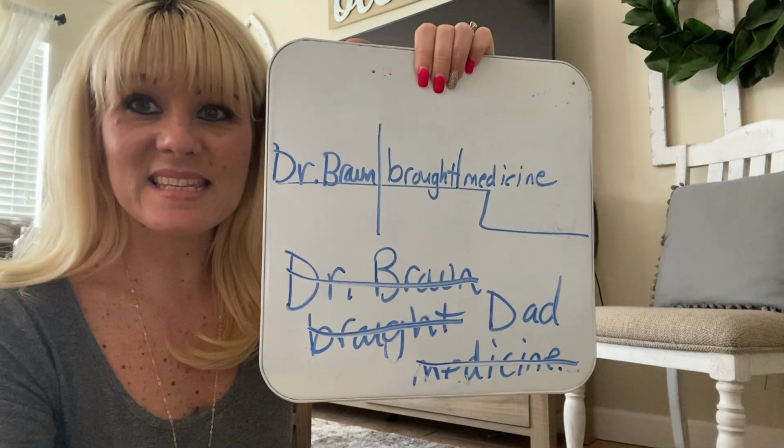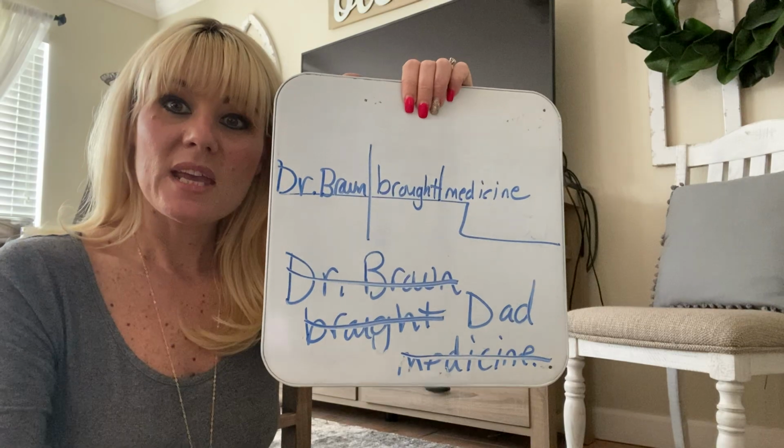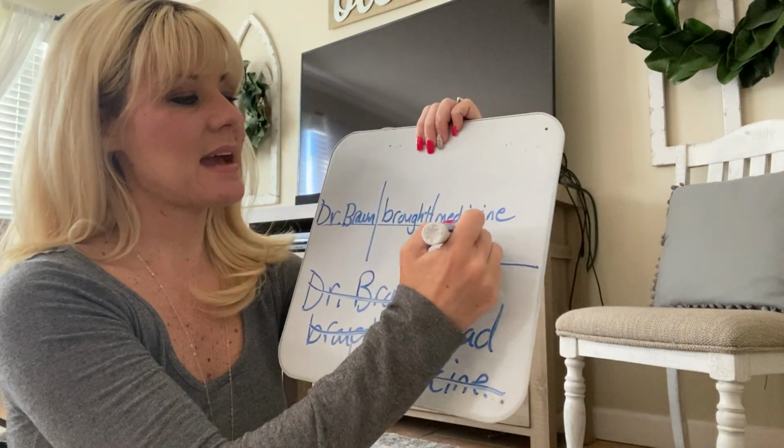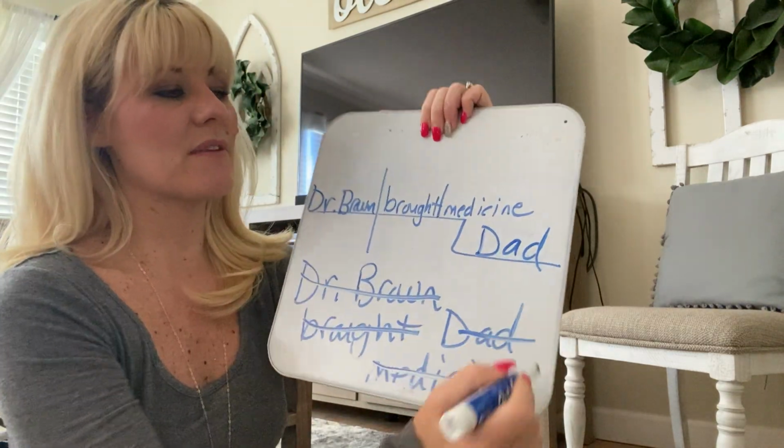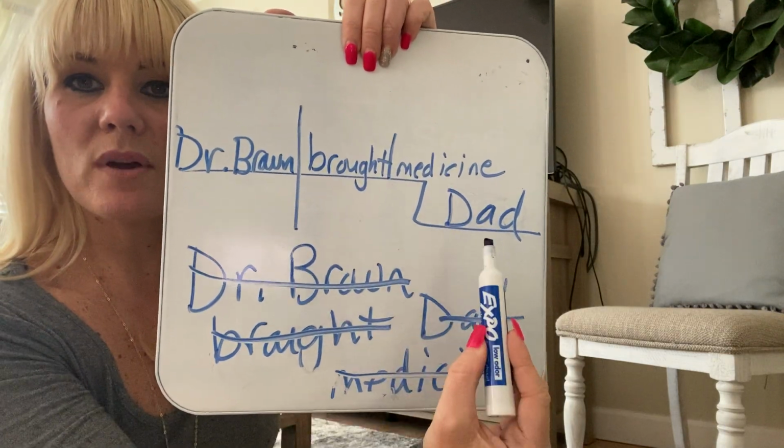And the last thing is the indirect object. Who did he bring the medicine to? He brought it to the dad. So the dad kind of goes over here underneath the word medicine. Dr. Brown brought medicine to who? The dad. Okay? Diagramming sentences is really fun.